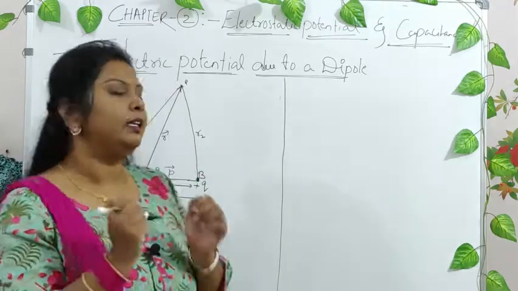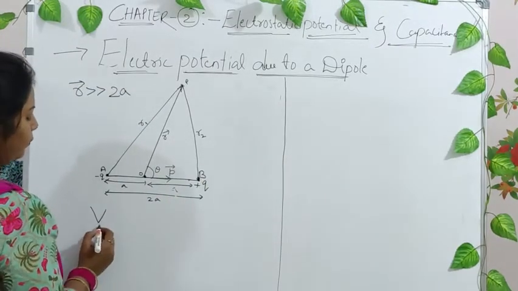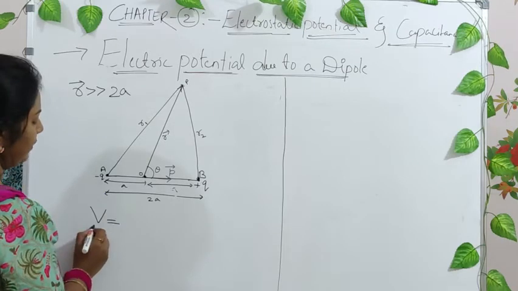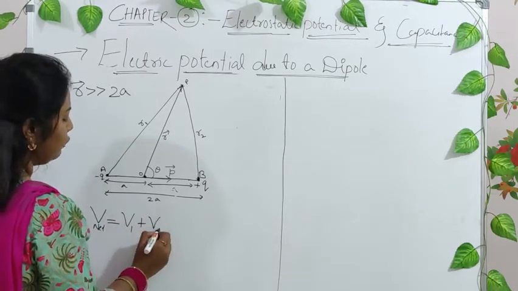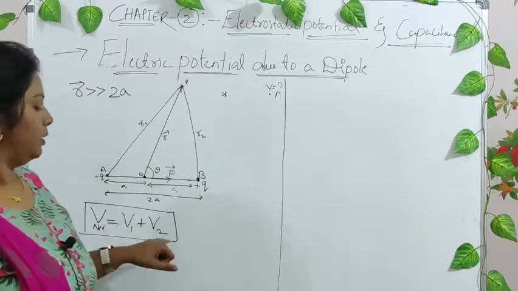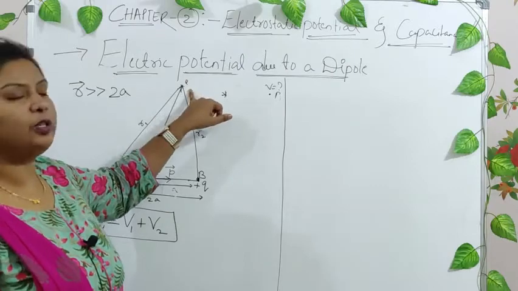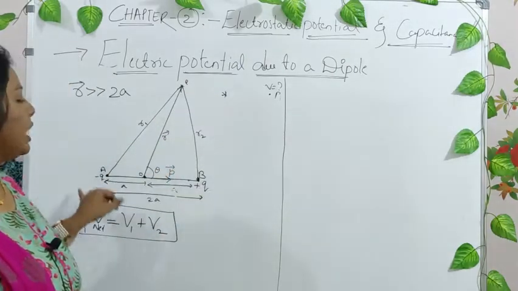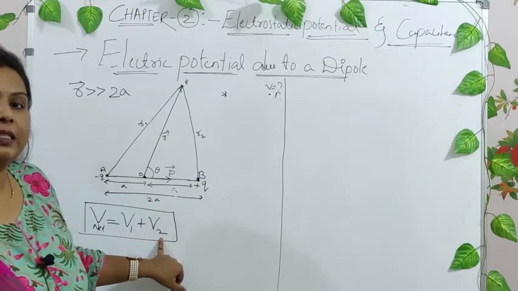Is this clear? Now how do you write it? First you write down the potential. The total potential, the net potential, can be described as V1 plus V2, right? Okay, did you follow up to this point? The net potential at this point P due to the dipole will be the algebraic addition of both the electric potentials.